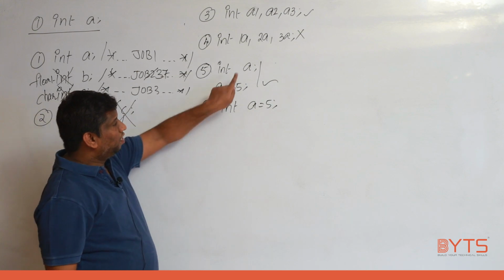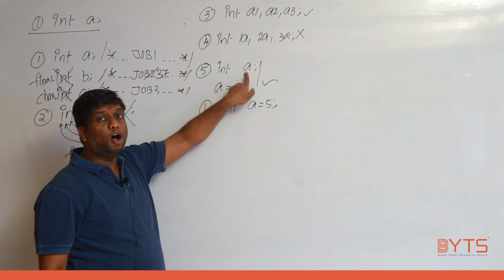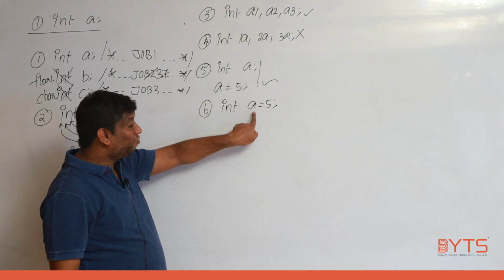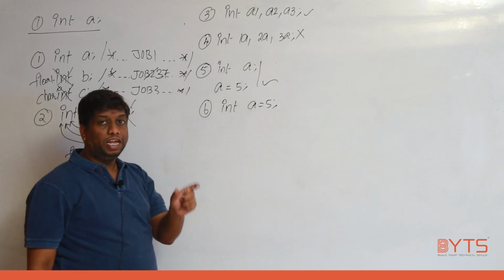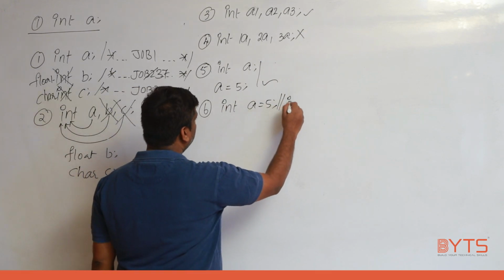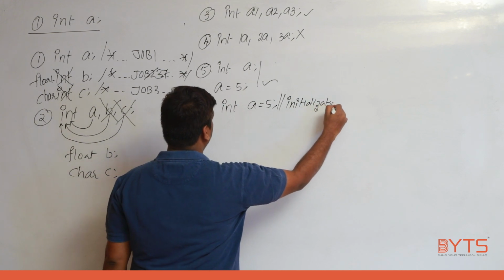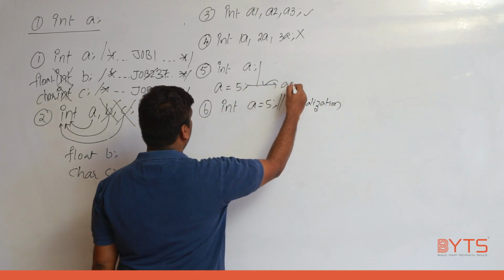Here, did I initialize the value of a? No. What is the initial value of a? Garbage value. But here, what is the initial value of a? 5. Initial means starting, and that is the reason this is called initialization. Very important point: this is called initialization, and this is called assignment.